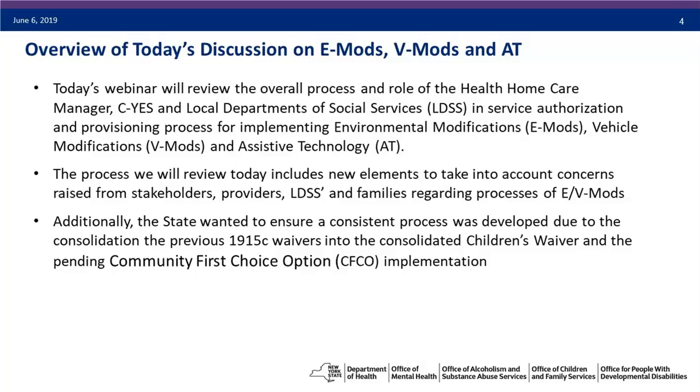And again, there will be some new elements we'll go over today. The Department of Health and our Division of Long-Term Care have been working really diligently to make sure that processes are streamlined and that they're consistent. And that was really our goal as we consolidated the previous 1915 C6 waivers. And as we're pending the launch of CFCO, we wanted to make sure that there was one process. So, each of the waivers had a little different version if they did have these services. And we wanted to make sure that everything was consistent as we move forward. So the things that you hear today should continue even when CFCO launches, unless we are streamlining or addressing some issues that people have brought to the attention of the state.